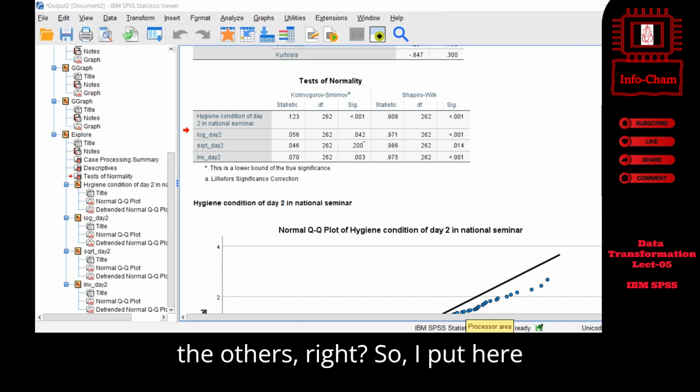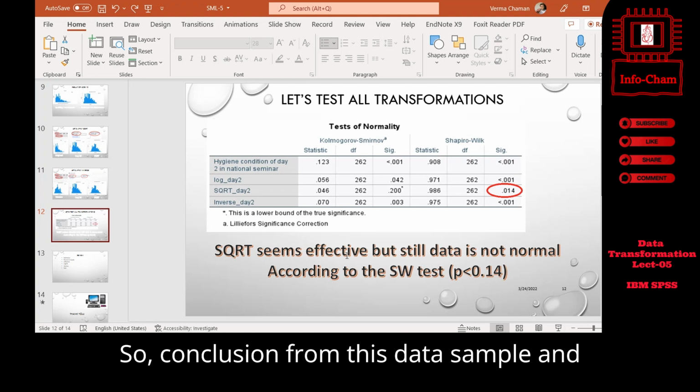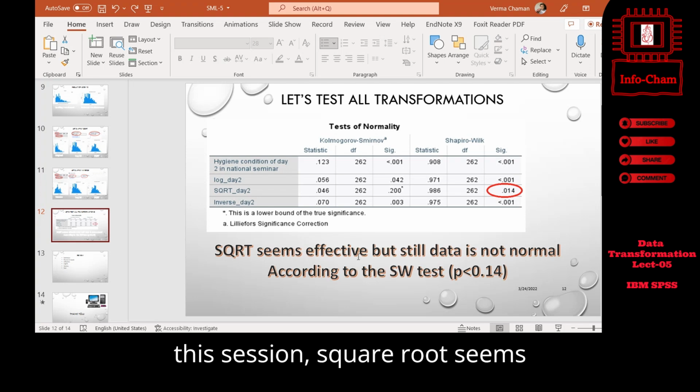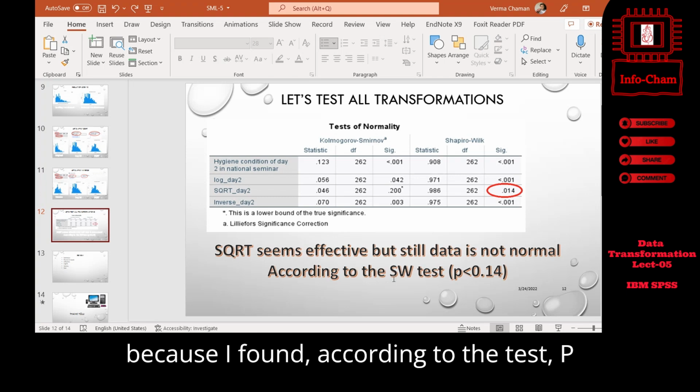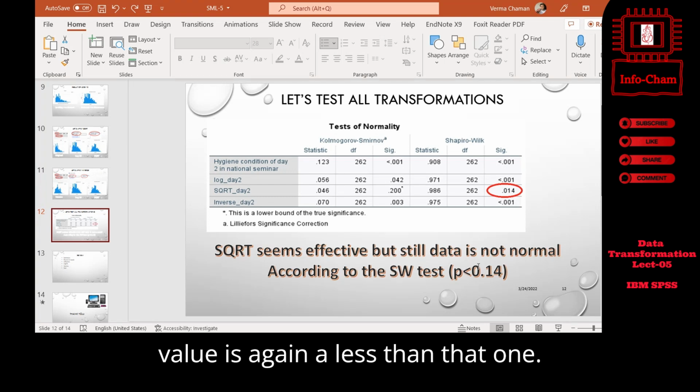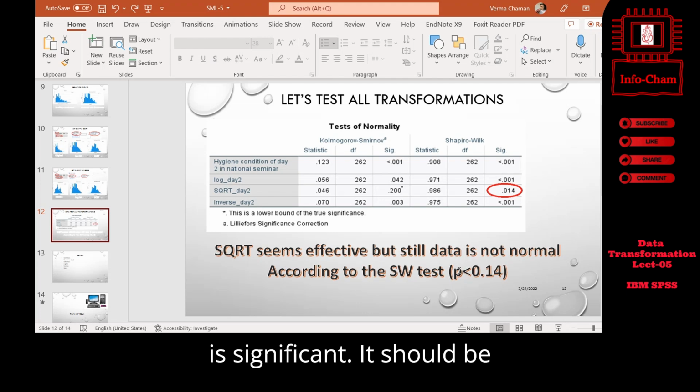So I put it here in the next slide. The conclusion from this data sample and this session: square root seems effective, but still the data is not normal, because according to the test, the p-value is again less than 0.05. It should be greater than that, right? It is significant. It should be insignificant, right?